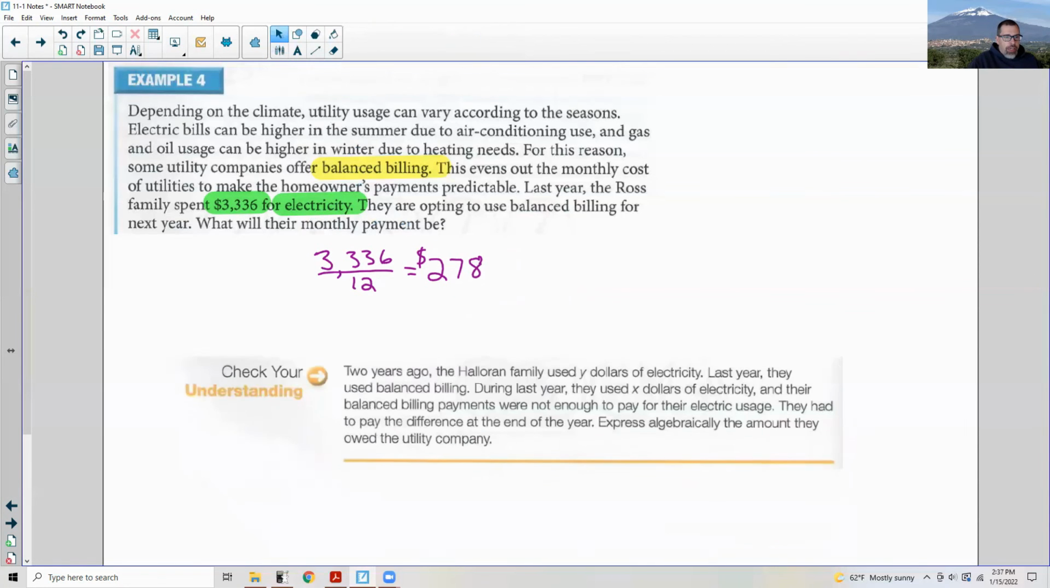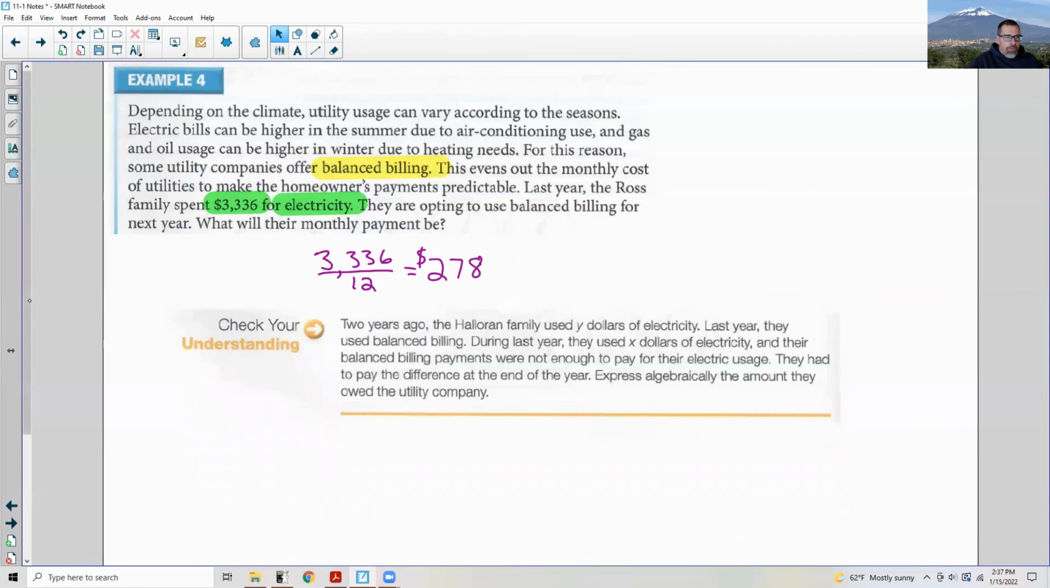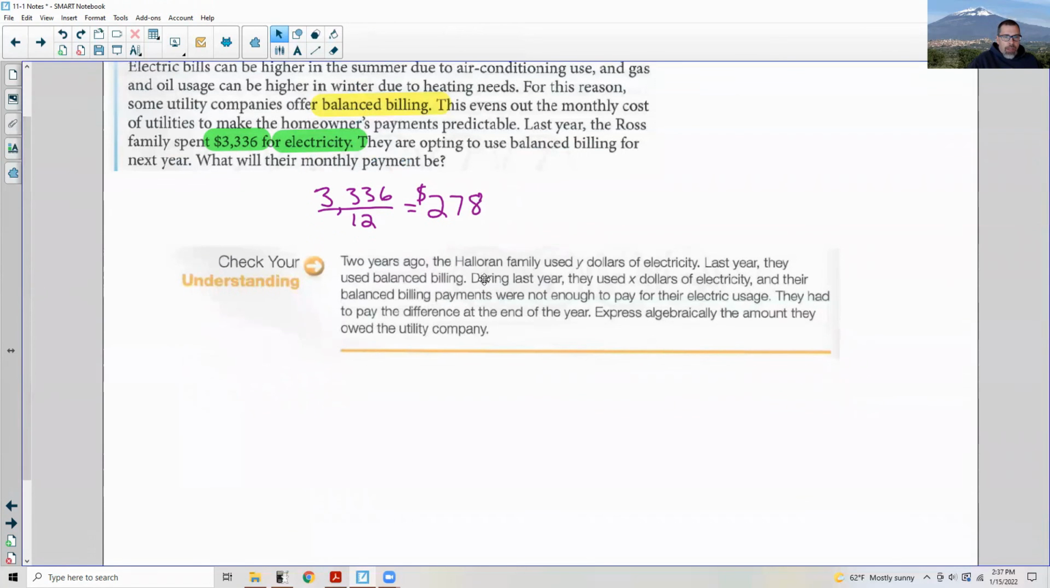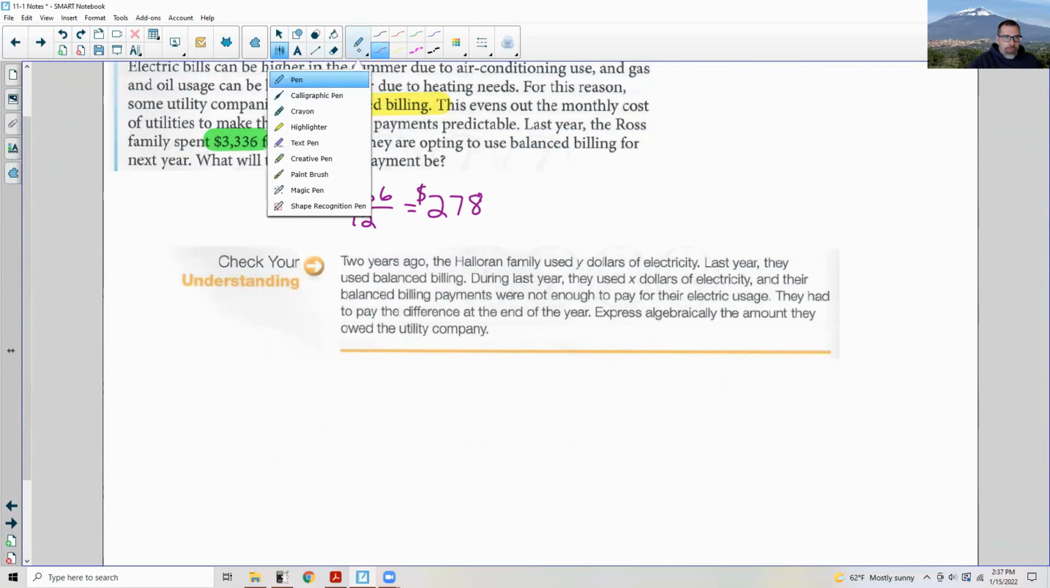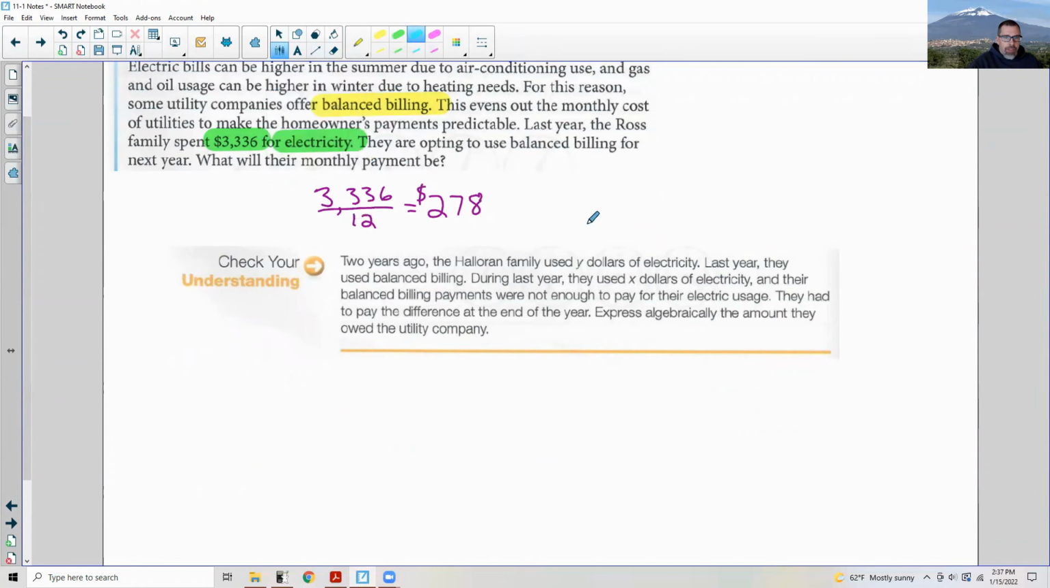Okay, now the check your understanding says 2 years ago, the Halloran family used Y dollars of electricity. So let's highlight the givens. They used Y dollars of electricity. Last year, they used balanced billing. During the last year, they used X dollars of electricity and their balanced billing payments were not enough to pay for their electric usage. They had to pay the difference at the end of the year. Express algebraically the amount they owed to the utility company.